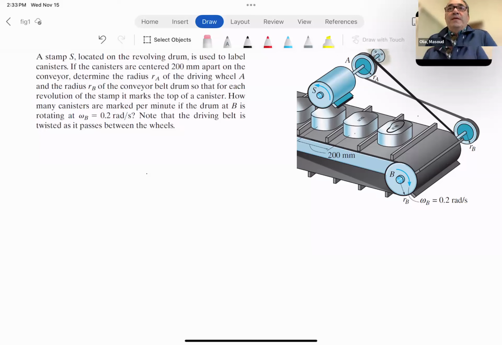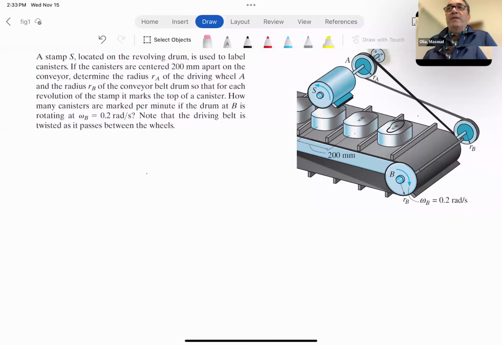I'm here with a problem related to the subject of dynamics, and the topic is kinematics of rigid bodies. Let's get started working on this problem. So let's read the statement of the problem.